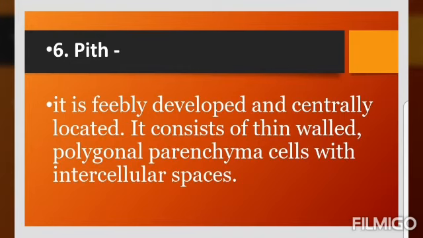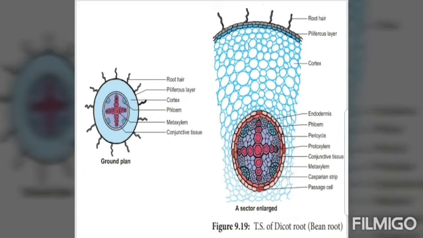The pith is small or inconspicuous. The parenchymatous cells which lie between the xylem and the phloem are called conjunctive tissue. All tissues on the inner side of endodermis such as pericycle, vascular bundle and pith constitute the stele.